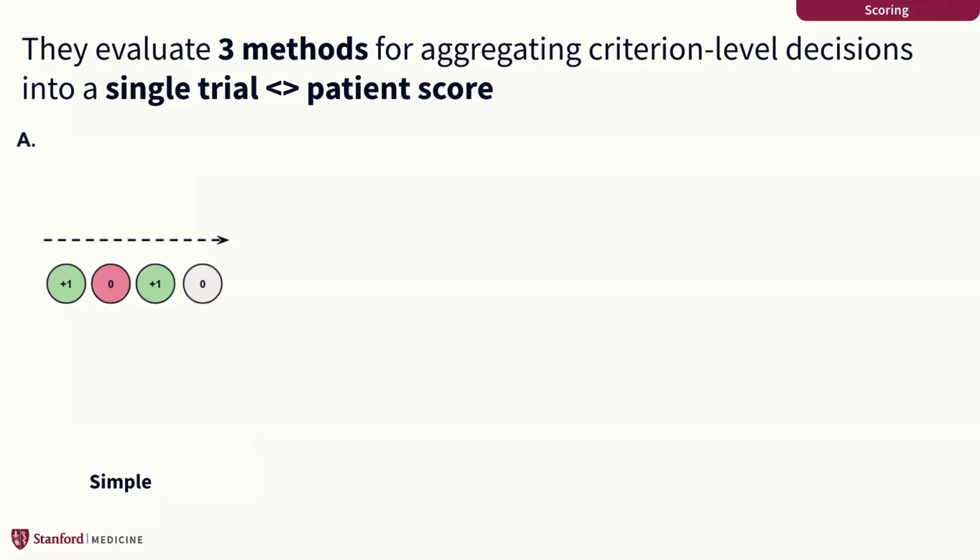Because each trial has roughly 30 or 40 criteria. And so the question is, how do you aggregate all these individual independent decisions into a single score of, this patient is like 57% good for this trial.